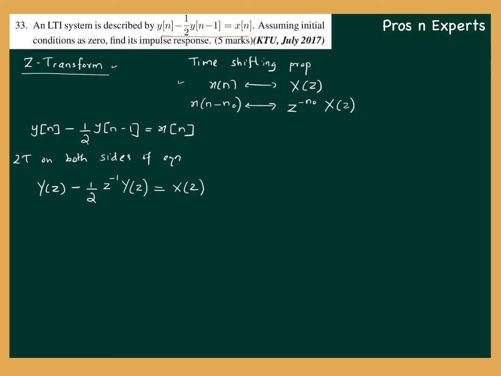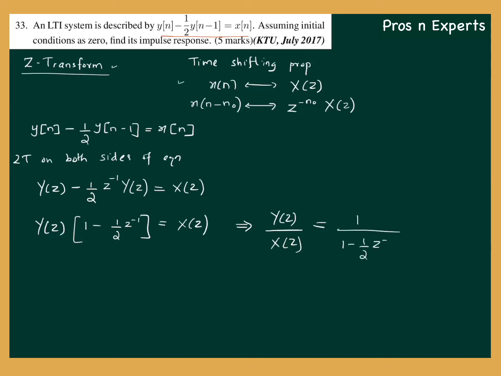Now from the LHS we can take Y of z common. Y of z into 1 minus half z inverse will be equal to X of z. That will lead to Y of z by X of z is equal to, I can take X of z to this side and this factor to the other side, the denominator. That will give you 1 by 1 minus half z inverse.